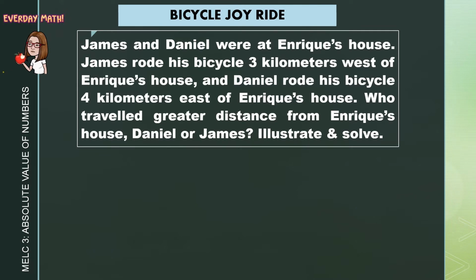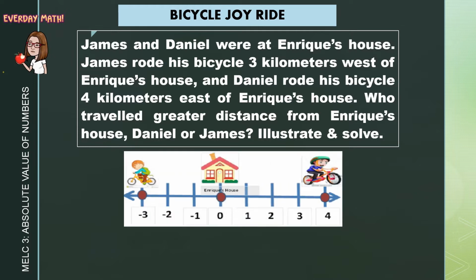So it's time to check. Your work should look a little like this. Okay, like this, a boy riding on a bicycle. It's okay if you only have the labels and the number line. Anyways, Enrique's house would be the origin, the reference point. It should be on the 0. Okay, Enrique's house is the origin.